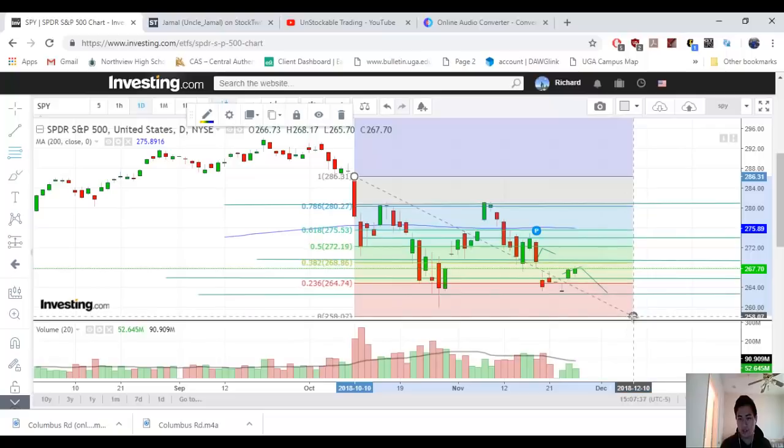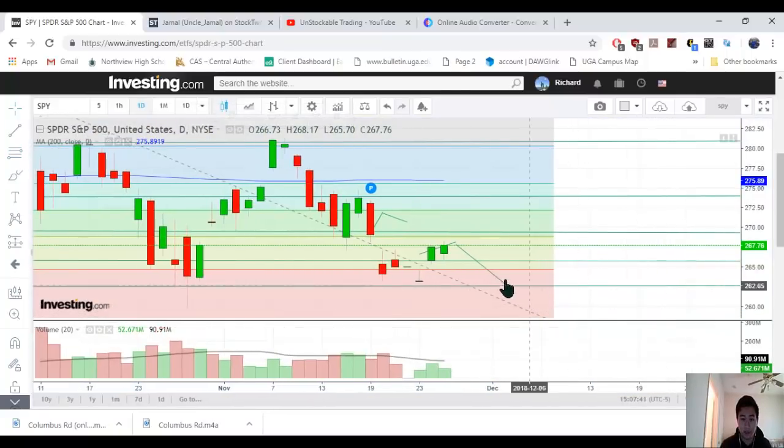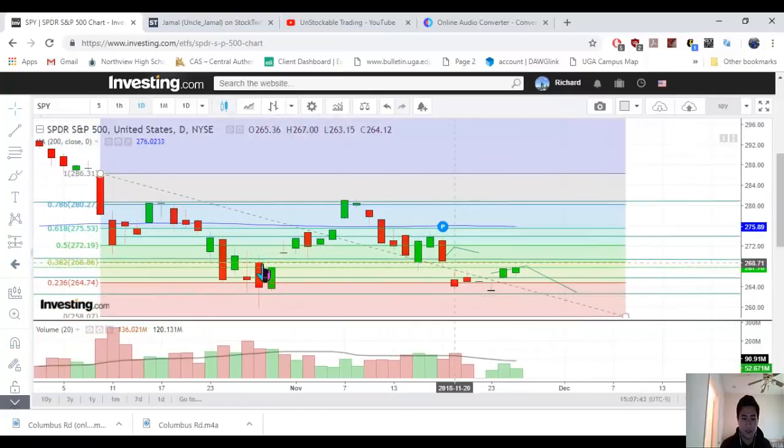So this is the Fibonacci we see right here, and as you can see, we are inside the 0.382 area. So it's going to trade within this range until it breaks to the upside or breaks to the downside, and then we know what the next area we're looking at, the 0.5 area right here. If we break down to the downside, the 0.236 area right here.